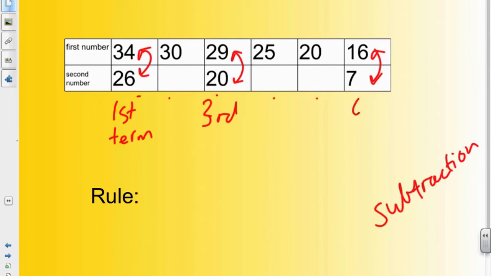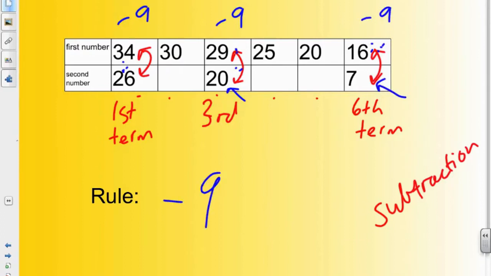And the sixth term, what is it? It's subtraction. What's the same? Okay, I hope you worked out that it is take away 9 every time. 34 over here, take away 9 equals 26. 29, take away 9 equals 20. 16, take away 9 equals 7. The rule is take away 9.